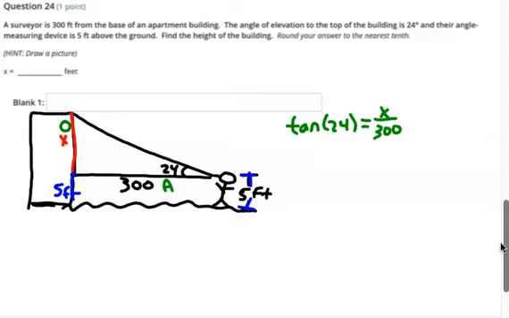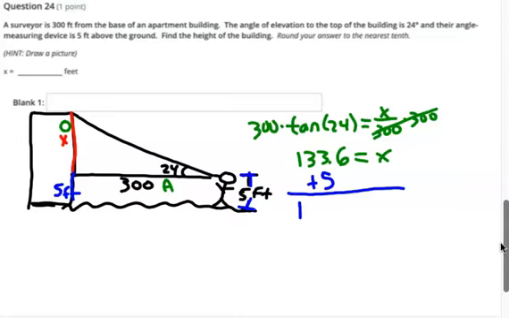So we're doing 300 multiplied on both sides. And we're typing in 300 tangent of 24. That's equal to 133, and we're doing nearest tenth again, so 0.6. That's equal to x, but we need to add 5 because we're starting from a point that is 5 feet off the ground.